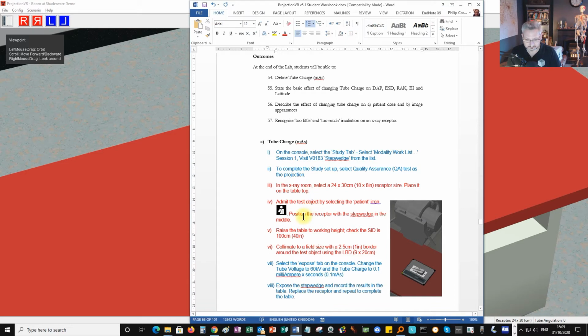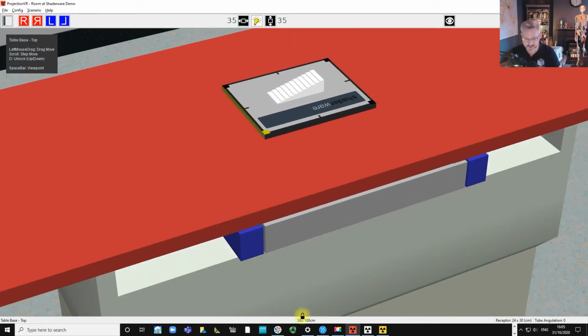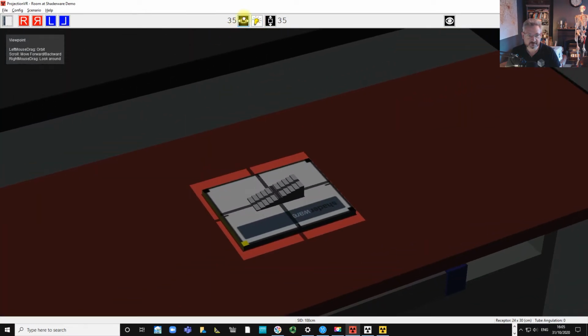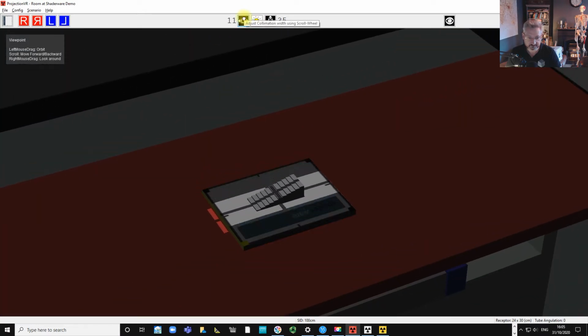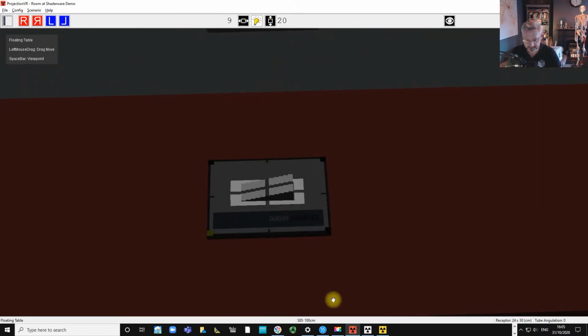Okay, so we've done that. Now raise the table to working height and collimate to a field about 1 inch all the way around the object. So raise the table up till the source image distance is 100, and then collimate in to about 1 inch all the way around. That'll do.